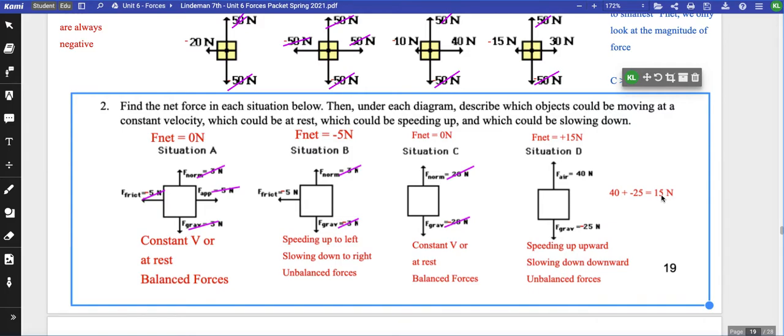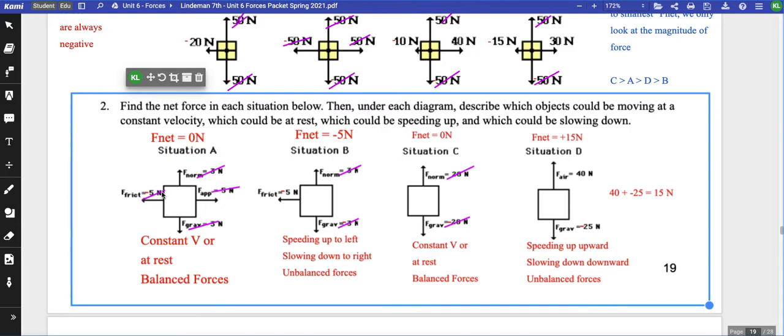Okay, so first I want to look at the movement of the two different situations that are net force zero. Net force zero means that we have balanced forces. And the thing that we always know for sure about objects with balanced forces is that they are moving at a constant velocity. Okay? That doesn't necessarily mean that they are moving. It just means that their movement is constant.